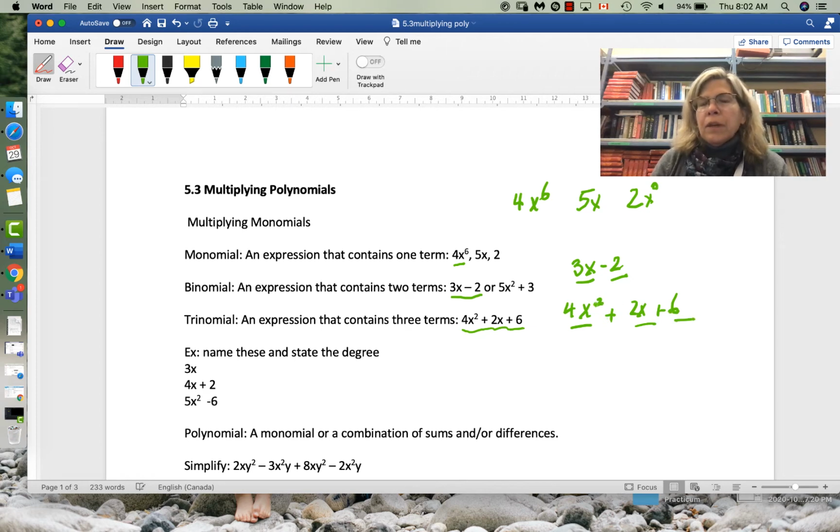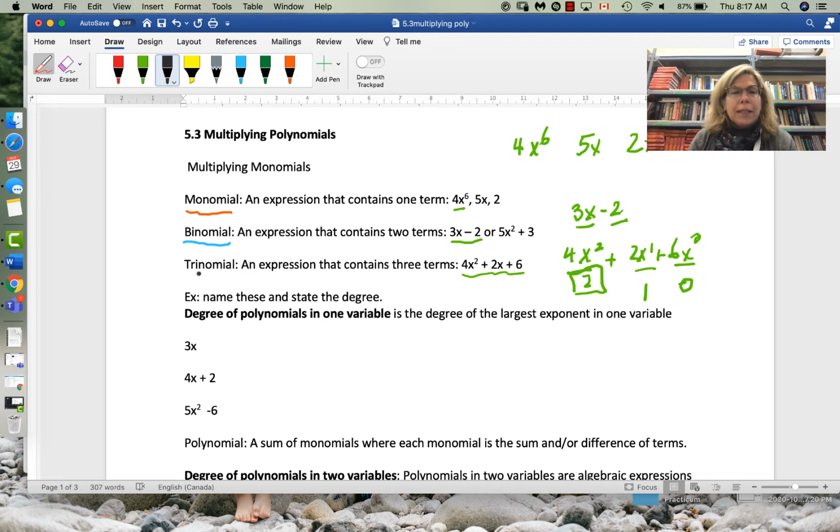And then if we were to say, okay, what's the degree of this trinomial? Well, the degree of this term is 2 because x squared is to the power of 2. And the degree of this term is x to the first, so it's 1. And this term is 0. So the degree of this polynomial is 2 because that's the highest degree.